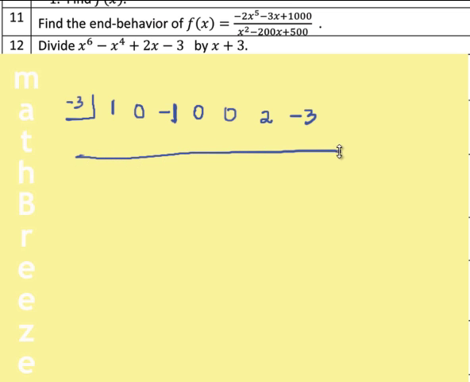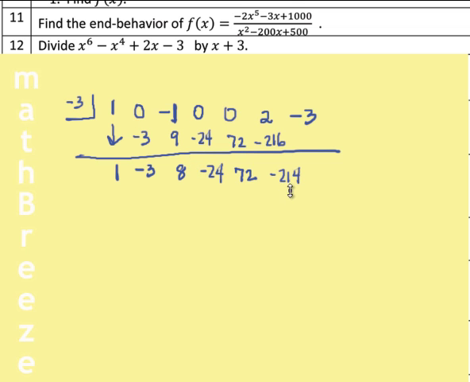Put a line here. Start by bringing down the 1, and then we're going to keep multiplying and adding. So here we have a minus 3. We add. Multiply, we have a 9. Add. Multiply, we have a negative 24. And add. Multiply, we have a 72. And now we add. Multiply, and we have a negative 216. Add, and we have negative 214.